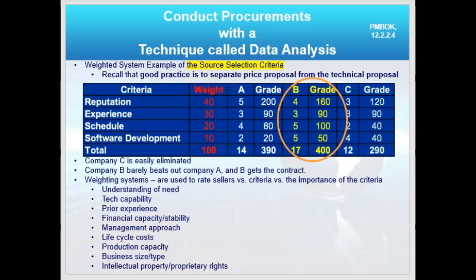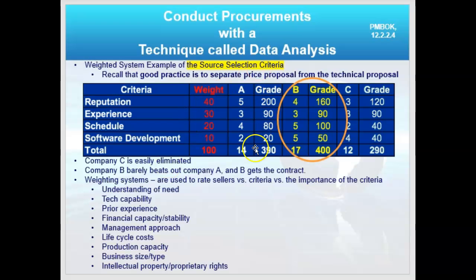Now, when I talk about data analysis of the seller's proposals, here's an example of a weighted criteria that I might use, right? So these on the left-hand column are the things I was looking for in the procurement. Here's how, which I would have shared with them probably. I probably wouldn't share the weight, but here's how I weighted them. Reputation was more important than software development, just for my particular project. That's all. Doesn't mean it isn't ever important.